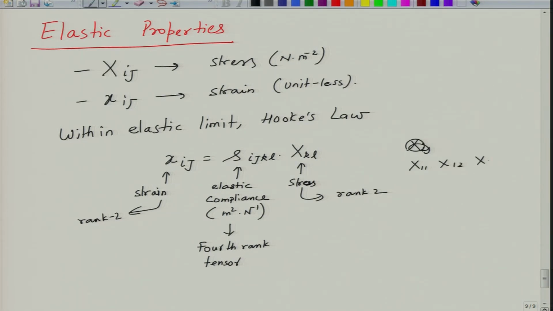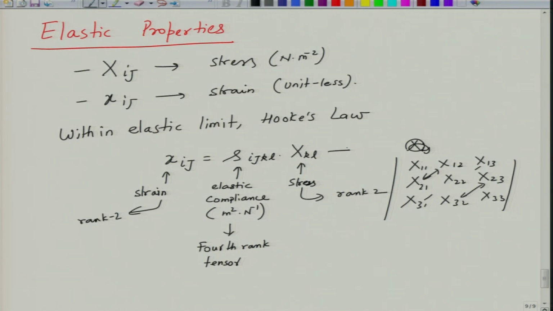x11, x12, x13, x21, x22, x23, x31, x32, x33. So, it has 9 components, but by symmetry it will reduce to 6. Similarly, strain will also reduce to 6 because these two are equivalent, this and that are equivalent and these two are equivalent. So, as a result you will reduce them to 6 components because of crystal symmetry. So, this is the relationship between strain and stress using elastic compliance as a proportionality factor.